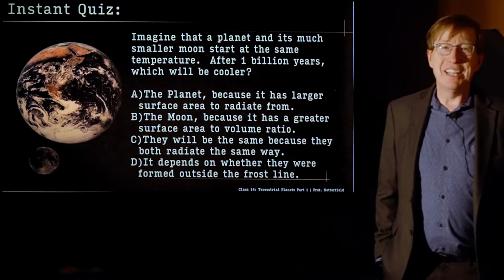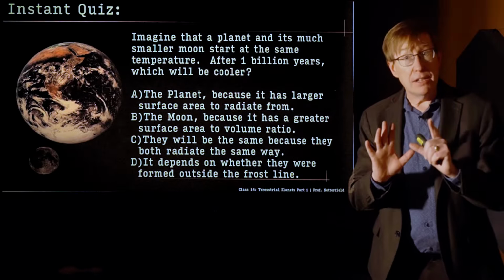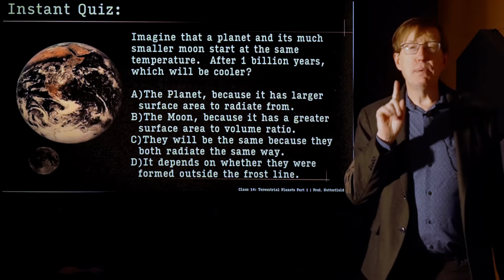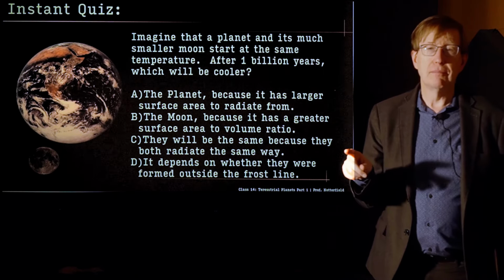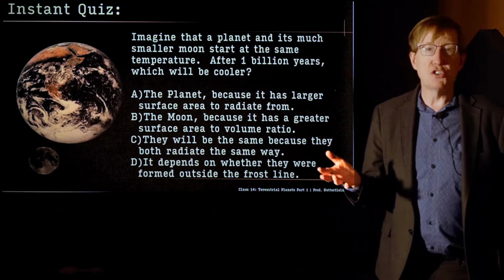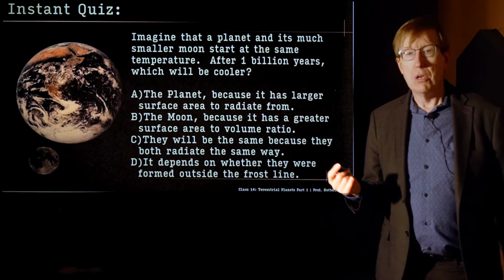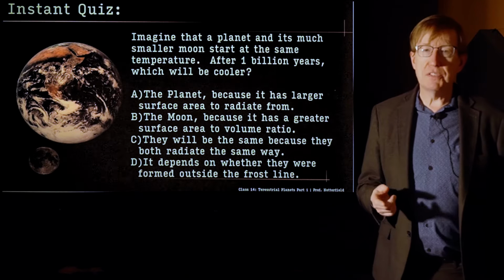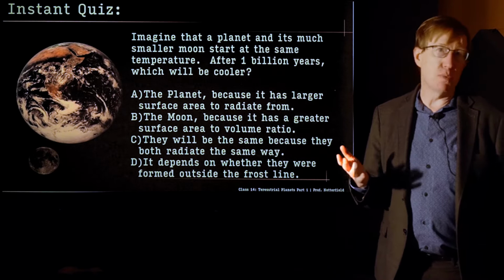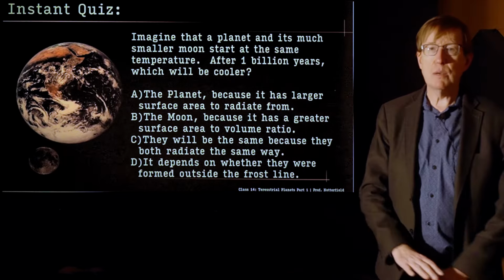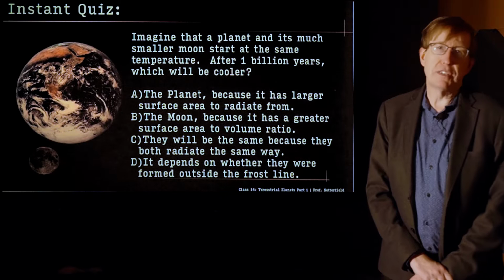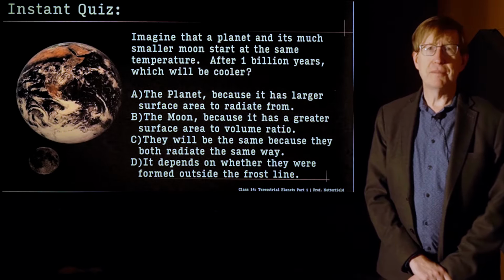Okay, let's do another instant quiz. Imagine that a planet and its much smaller moon start at the same temperature. After 1 billion years, which will be cooler? A, the planet, because it has a larger surface area to radiate from. B, the moon, because it has a greater surface area to volume ratio. C, they will be the same because they both radiate in the same way. Or D, it depends on whether they were formed outside the frost line. So go ahead and pause it for a second and see if you know the right answer. Hopefully you do.